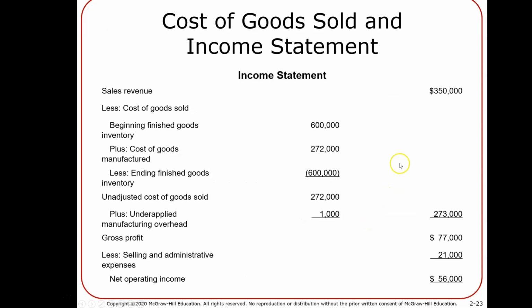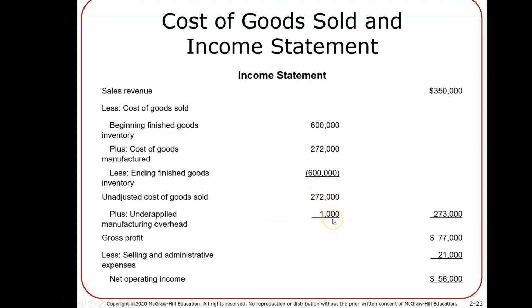Then we prepare an income statement. Our sales revenue of $350,000. Here's where we look at our finished goods inventory. We started with $600,000. We added $272,000. We subtracted our ending. And here's our unadjusted without that overhead, that under applied overhead. That's the 272. Use this statement and compare it to those T accounts so you understand.